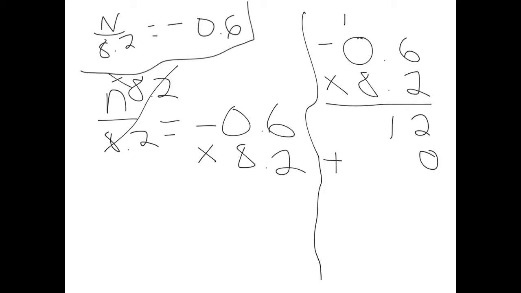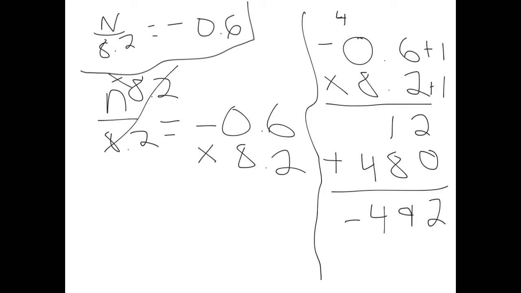8 times 6 equals 48. 8 times 0 equals 0, plus 4 is 4. 2 plus 0 is 2. 1 plus 8 is 9. 4 plus 0 is 4. Bring down the decimal. This will equal negative 4.92.